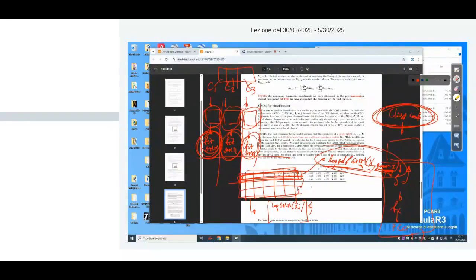You don't care what the density was. You don't care whether it was a Gaussian or a GMM. You have the matrix of log conditional densities. You need to get the matrix of log joint by adding the log prior.